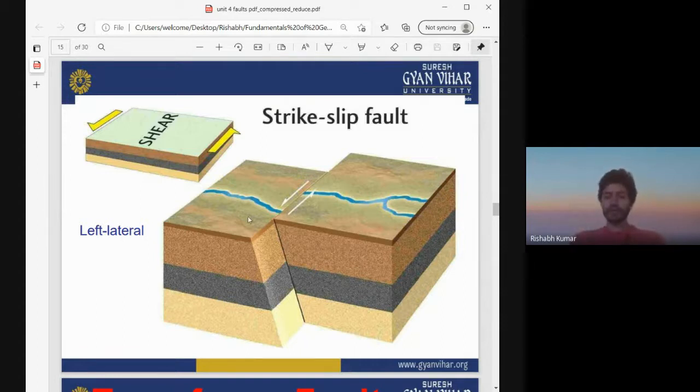And now tell me, which one is this, left lateral or right lateral? Here it is written, but anyway, if you either stand on this side or this side. If you are standing on this side, what is the opposite block? What is the block opposite to you? If you are standing here, this is the opposite block, right? If you are the observer, this opposite block is moving towards the left. And if you are observing from here, if you are standing here, then this block will be opposite to you. Again this is moving towards the left, so it is a left lateral strike slip fault.